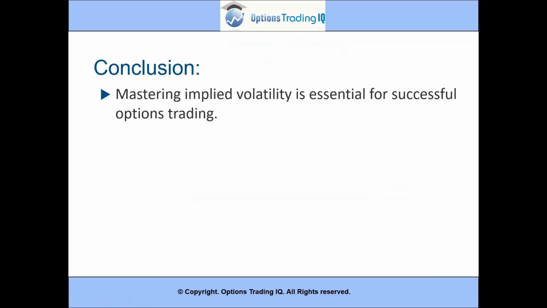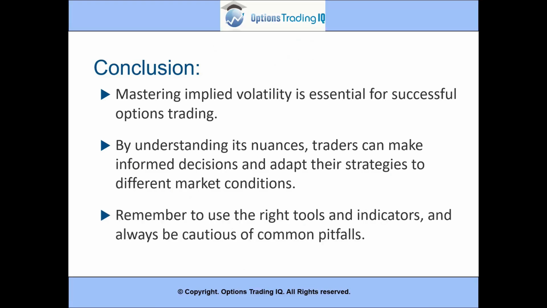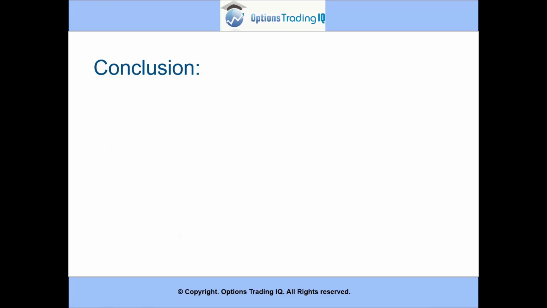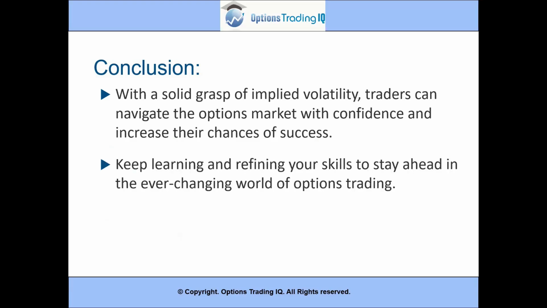Mastering volatility is essential for successful options trading. By understanding its nuances, traders can make informed decisions and adapt their strategies to different market conditions. Remember to use the right tools and indicators and always be cautious of common pitfalls. With a solid grasp of implied volatility, traders can navigate the options market with confidence and increase their chances of success. Keep learning and refining your skills to stay ahead in the ever-changing world of options trading.